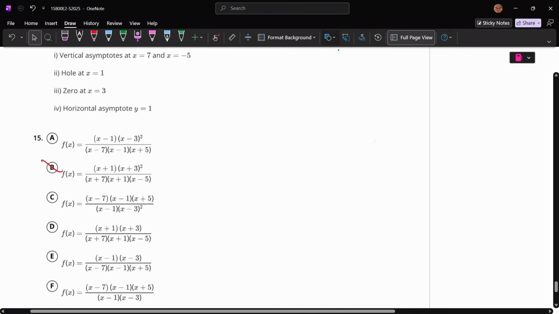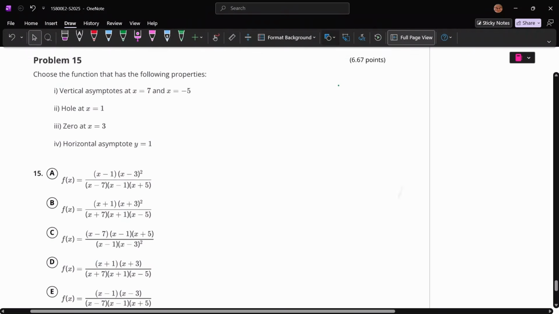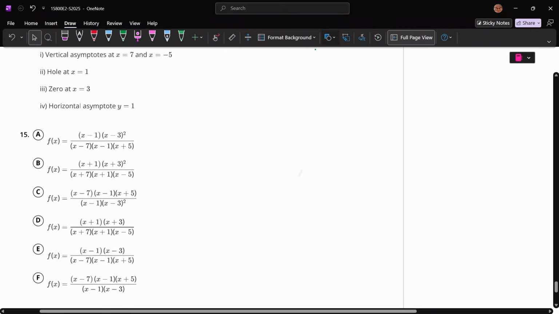So now we have the final question here. So let me get rid of this as well. Sorry about that. Those are just some annotations from when I was running through this exam initially.